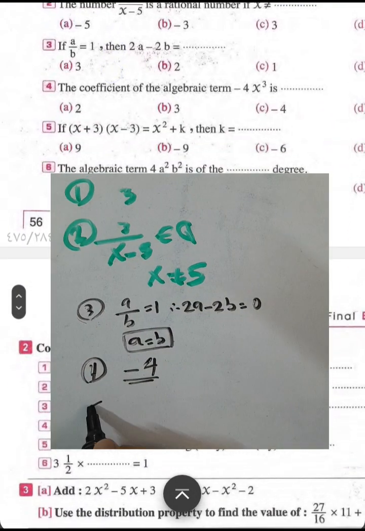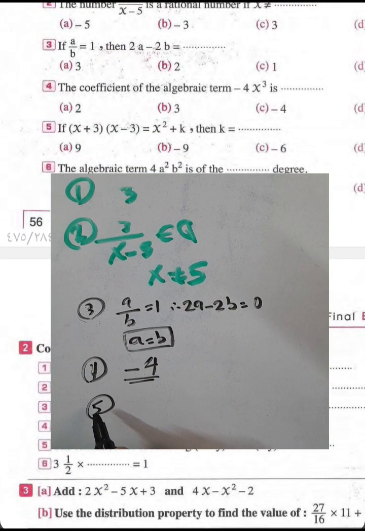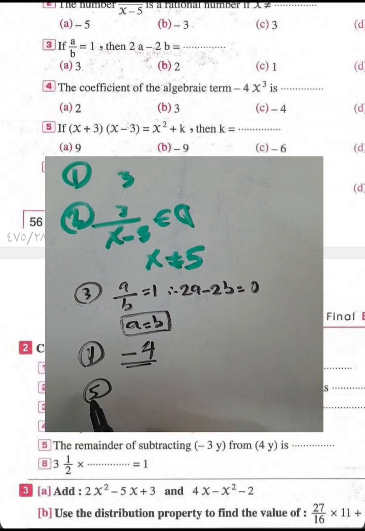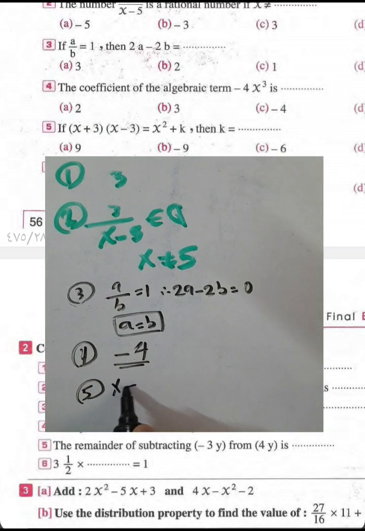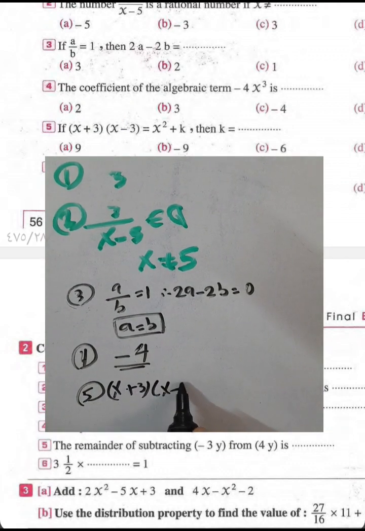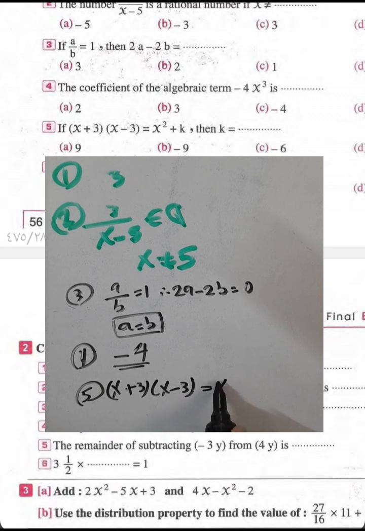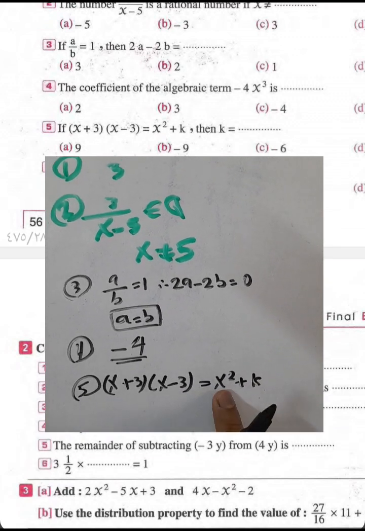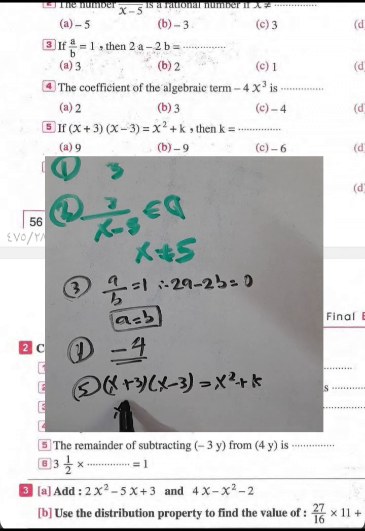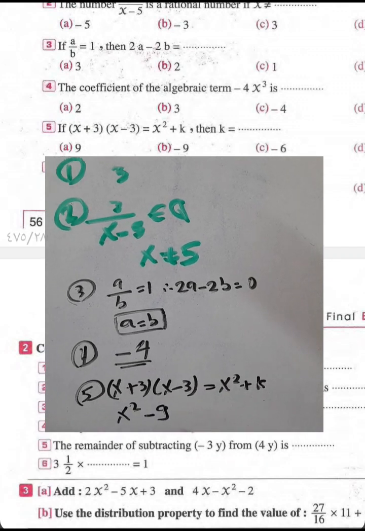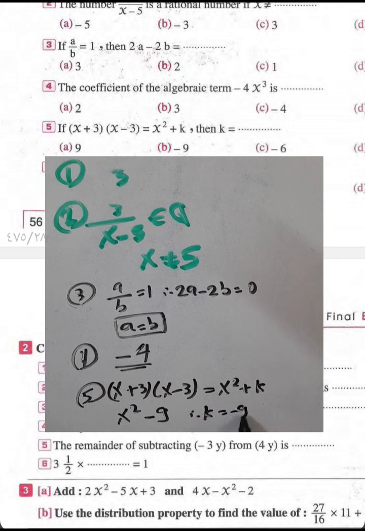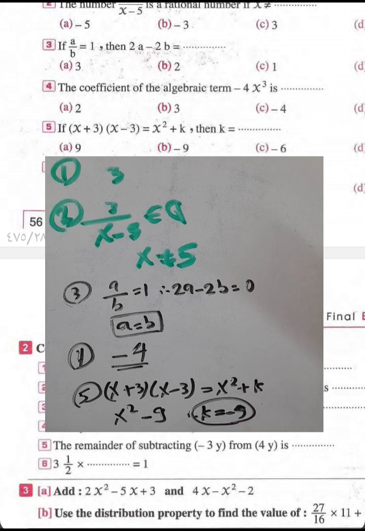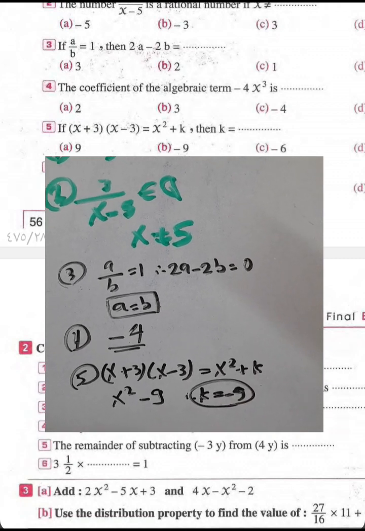Question number 5. Question 5, x plus 3 times x minus 3 equals x power 2 plus k. We want to find the value of k. X times x will be x power 2, and 3 times 3 equals 9, and the sign is negative. Then k here will be equal to negative 9. Then the value of k equals negative 9. Okay, it was question number 5.